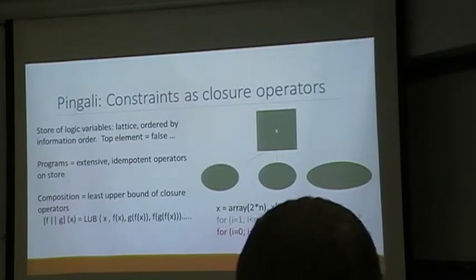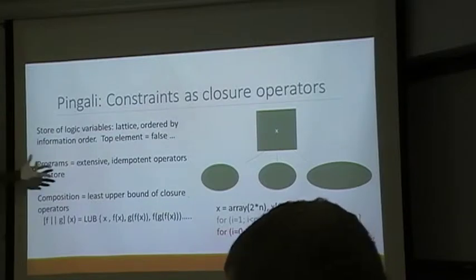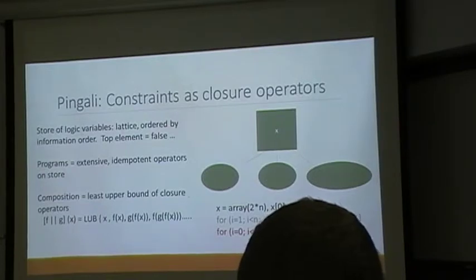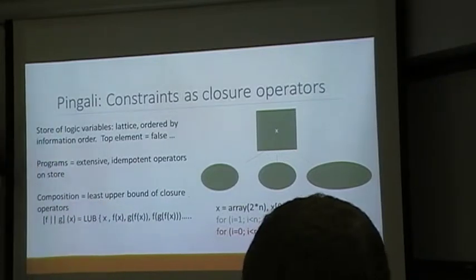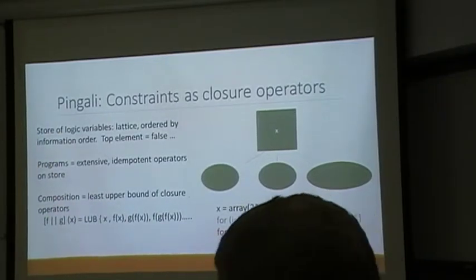And now what do programs do? What programs do basically is they become closure operators on such a store. So for example, you think of the first thing there, which says x is an array of even size. It adds some information about x. Doing it twice does not change anything. And if we think of composition of closure operators, what we know is we can think of it, let me think of it concretely for a moment, as any complex interleaving of the two closure operators.